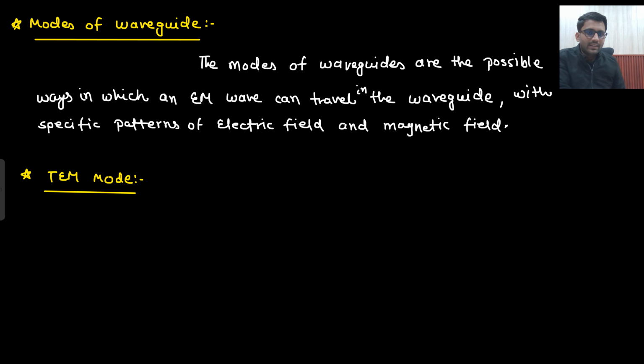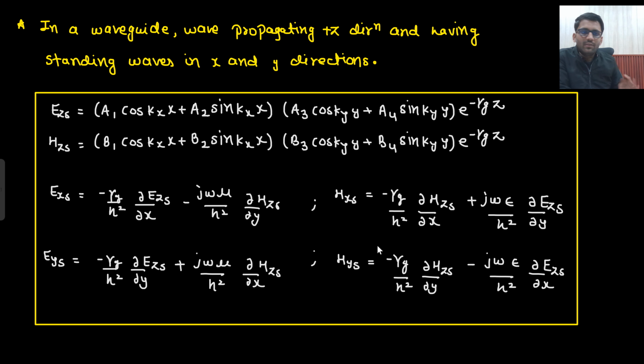Hi everyone. So in the last lecture we studied waveguides, and in conclusion we saw our wave was traveling inside a waveguide, making a standing wave pattern in the x and y directions and propagation in the z direction. It had EZS, HZS, EXS, HXS, EYS and HYS. All the components were there, right?